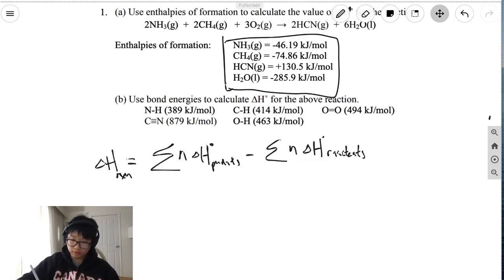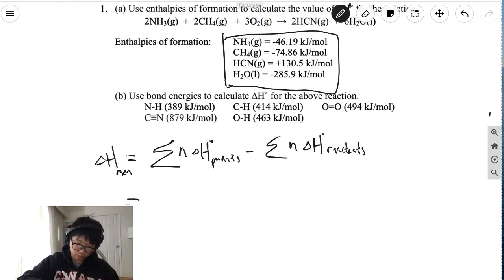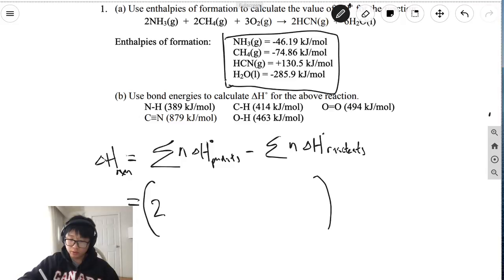Okay, so how this is done in practice is I'm going to do the product part first. The product is, I'm going to multiply 2 by, look at the chart. The chart says to form HCN, you need 130.5 kilojoules per mole. So I'm going to multiply 2, that's in moles. 2 moles. Here, do you want to try to write it? Yeah, you write it. So 2 moles.